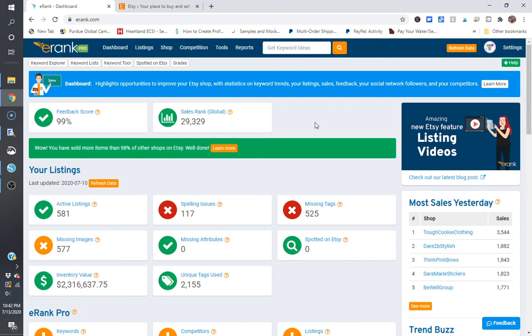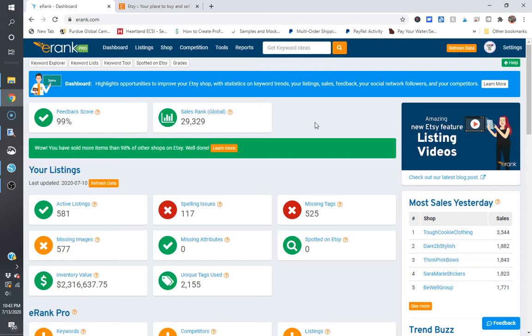Hey everybody, Tanya from Shooting Star SVG back, and I wasn't going to do another video tonight, but I decided to go through eRank and the keyword tool while I am on a research kick. So, if you log into eRank and you have the pro version like I do, this is what you will look like.